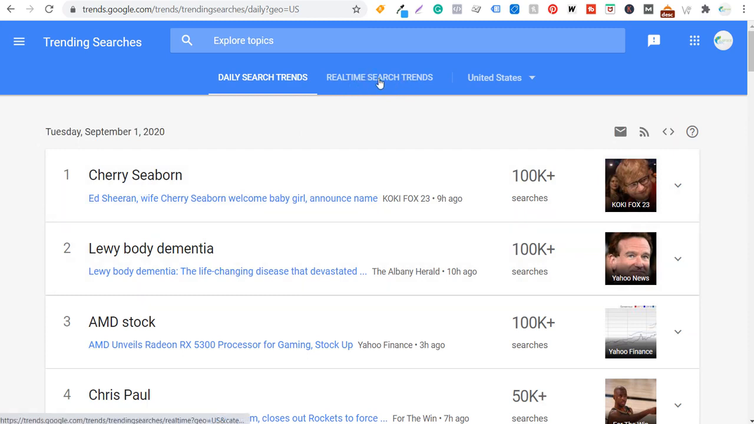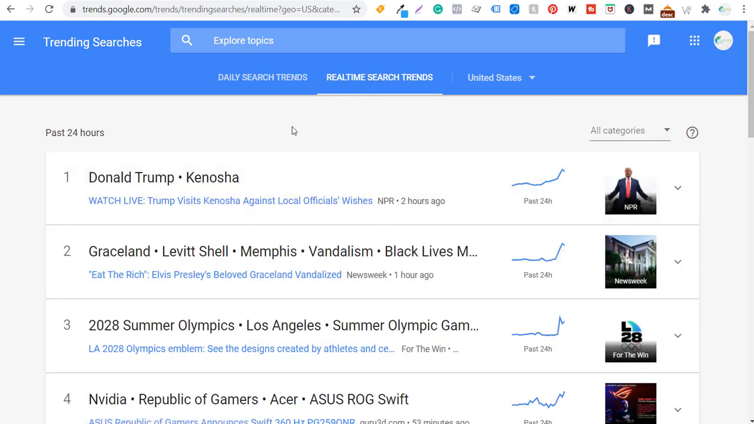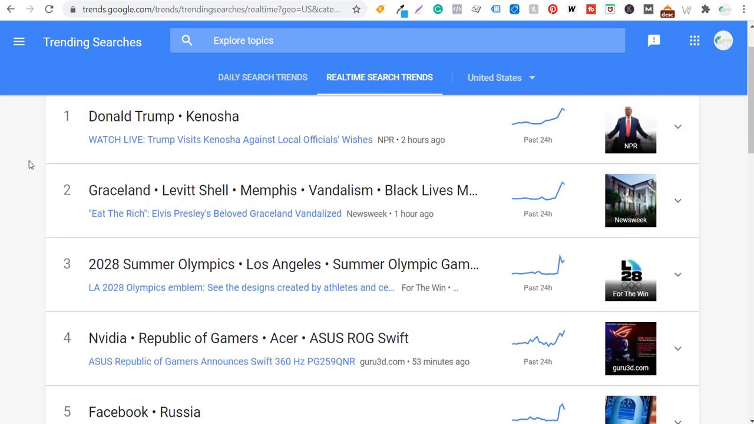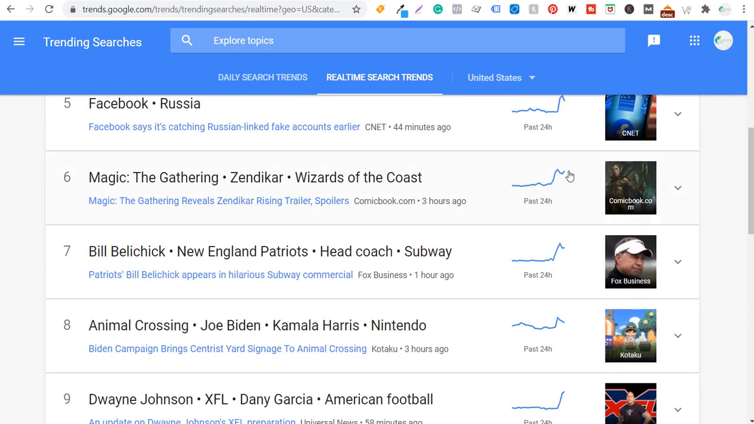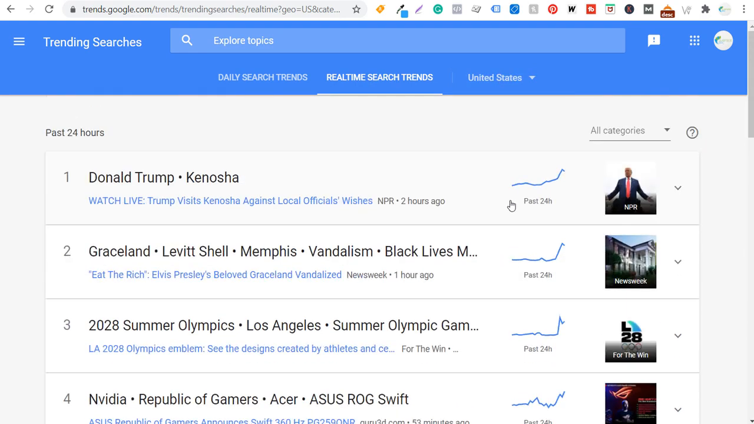But if we do real-time search trends, you can see what's actually lifting. So it's going to show you what's increasing in volume drastically. So you can see here past 24 hours. Some of these are just different topics that people are searching the most over the past 24 hours. So the things that are really in real time showing increased volume. So you can also change location here. So I'm going to keep mine as United States because that's my current location.